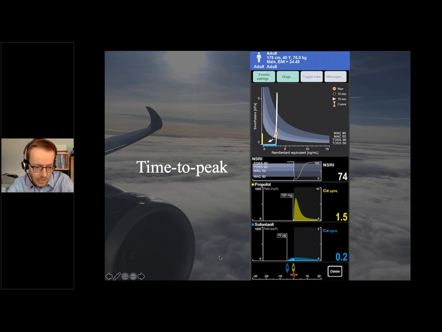So if we wait until we have reached our peak effect site concentration, which for sufentanil is around 5 minutes, then we are here, and then we need much less propofol to reach our predicted probability of no response.